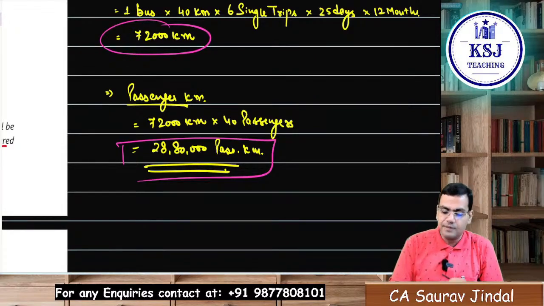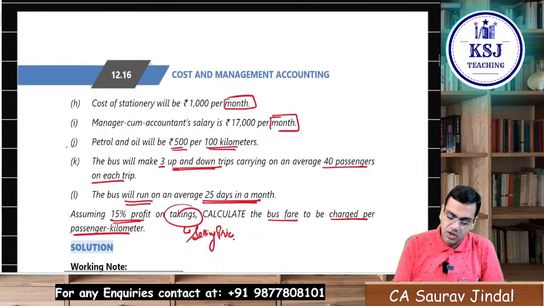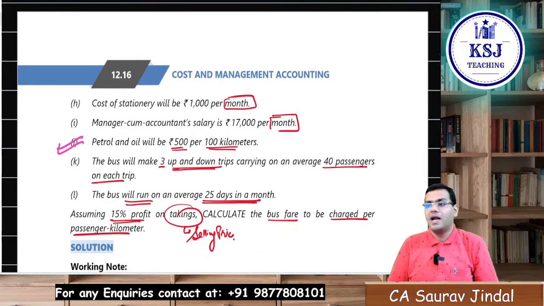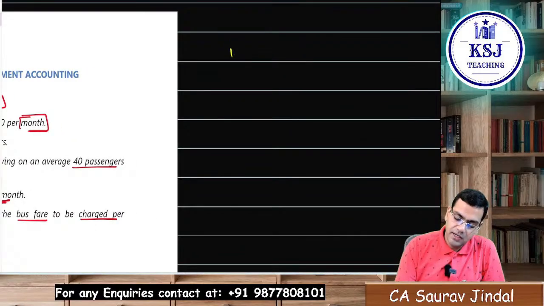Now, another important point here: why are we calculating the kilometer separately and the passenger kilometer separately? The main reason is because of this cost, the petrol and oil cost. It is 500 per 100 kilometers. So for 100 kilometers, this oil cost is 500 rupees. So I'll take it for 72,000 kilometers. What will be the oil cost?